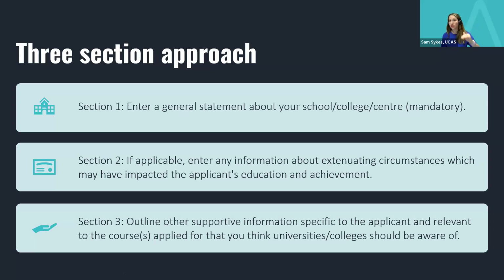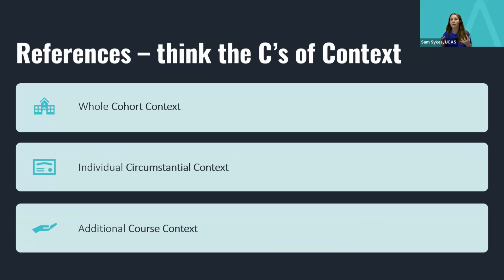The 3 sections have stayed the same. There is no difference in that. The message that we really need to embed for 2025 is that the references need to be thought of through the C's of the references, is how I'm saying it. So section 1, about your school or college, is about cohort context, things that affect your whole cohort of students that year. I'm sure you'll agree, and I've heard feedback from all of you as well, that knowing that a school was established in 1867 is not particularly useful for you.